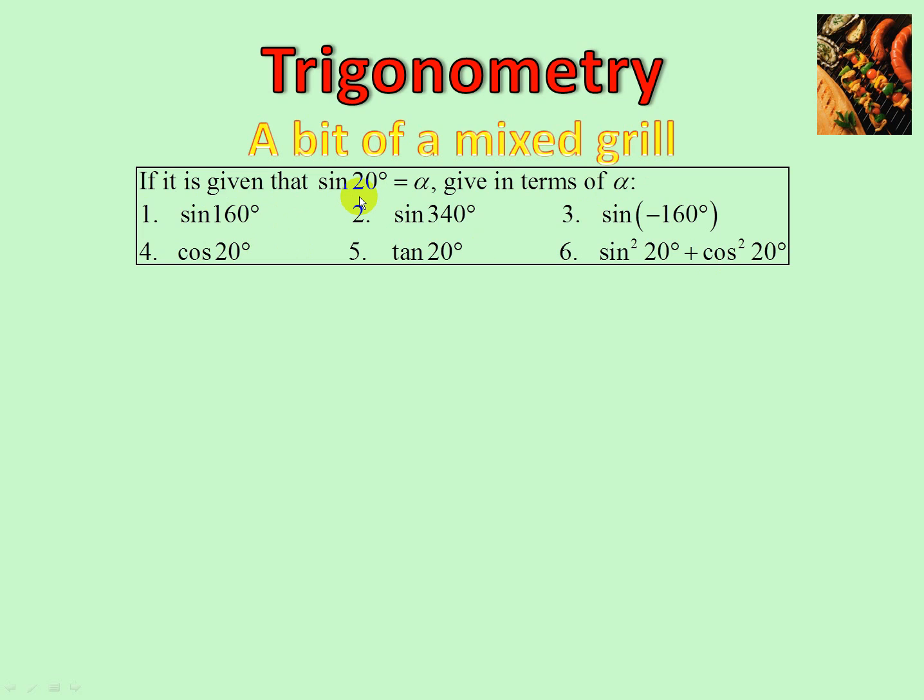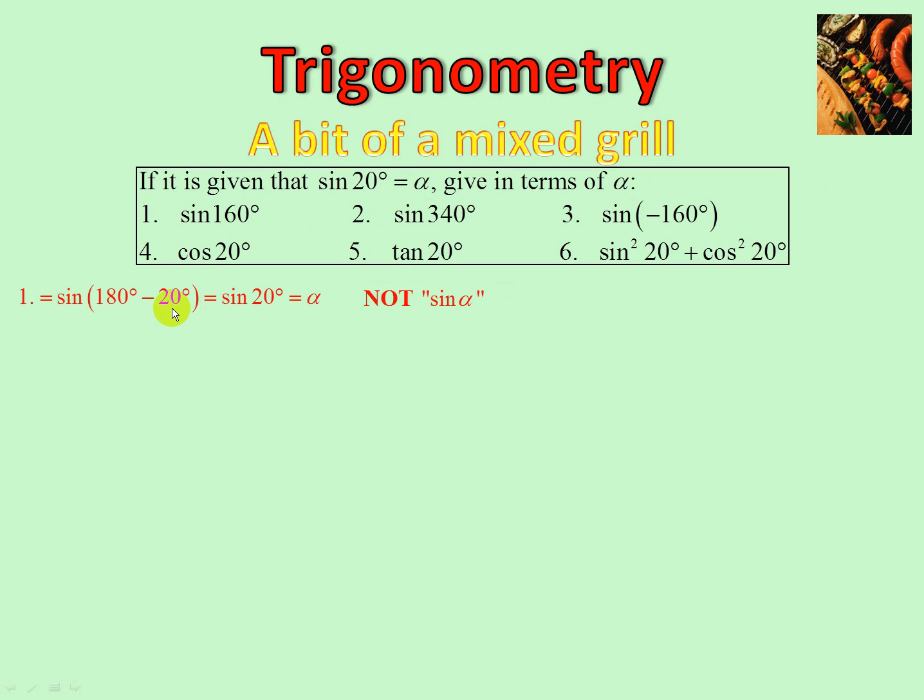Note the other thing too, from the grade 10 trigonometry: if you're told sine of 20 is alpha, that's giving you the y over the r. Y is alpha, r is 1. Keep that in mind. So you can actually find the x by Pythagoras theorem. Let's start there to reduce.